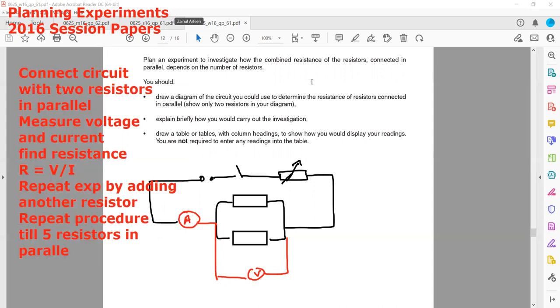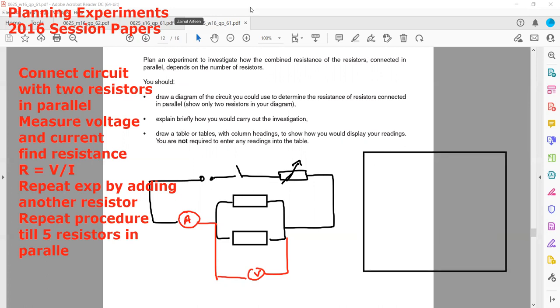Draw a table or tables with column headings to show how you display your readings. So how do we represent a table? The first column will be the number of resistors. The second one will be the voltage. The third one is the current, and the fourth one is the resistance. We don't have to write any number values. We just have to complete the table. A table must have column headings, which means the unit should be correct.